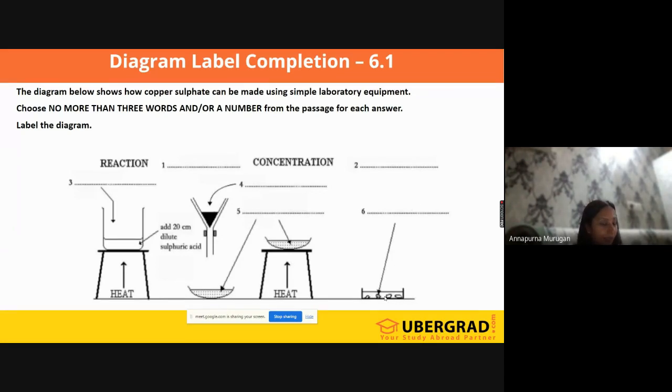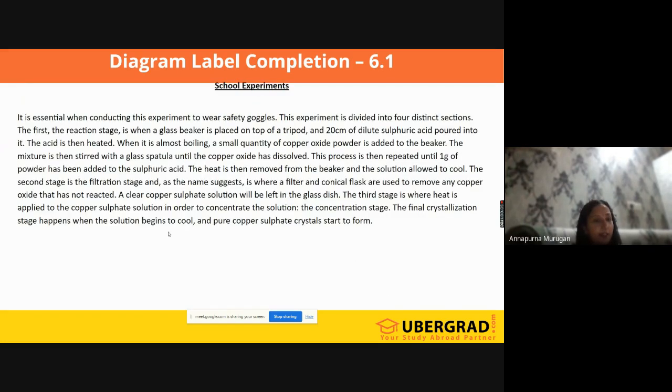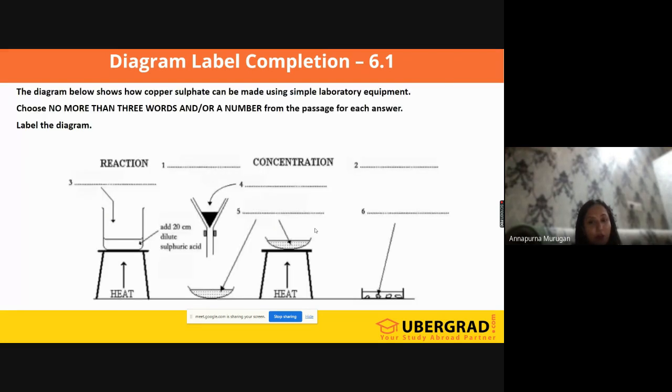Now we have some pebbles in it. Okay, let us see what it is. The stage happens when the solution begins to cool and pure copper sulfate crystals start to form. Here what is happening? The pure copper sulfate crystals start to form. So therefore, what is the answer? Copper sulfate crystals. Got it, guys? It is pure copper sulfate crystals. Hope you people understood this. Any doubts?